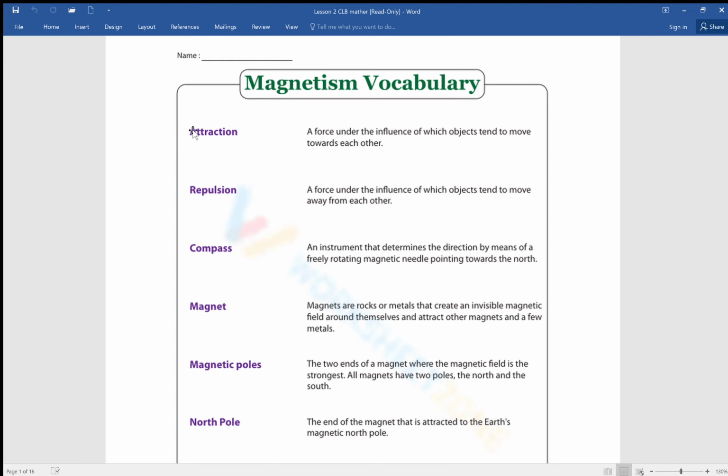So attraction is a force under the influence of which objects tend to move towards each other. So basically, that means, for example, if I have some tissues and a table, right? That's only for example. If you move these two objects together, if they are magnetic, they will attract, and they will be into one piece. Just how you do it with glue.